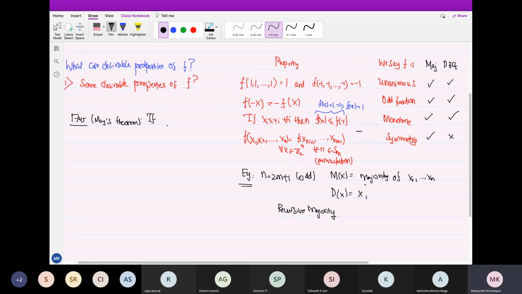So anyway, these are just some basic functions. What May's theorem says is that if you have a function which has these four properties, then it must be the majority function. In fact, if it is odd, monotone, and symmetric, then n is odd and f is majority.